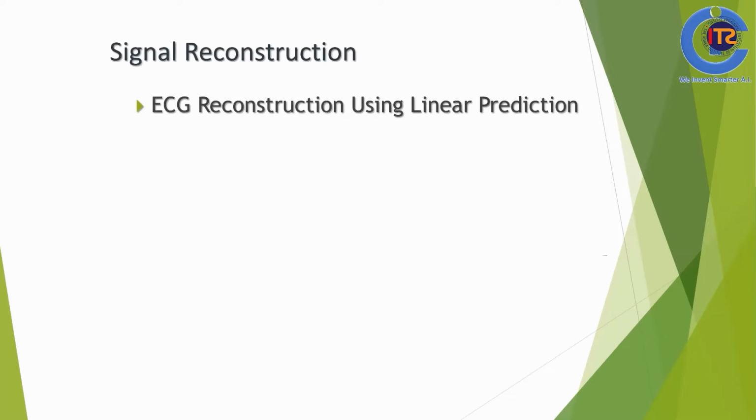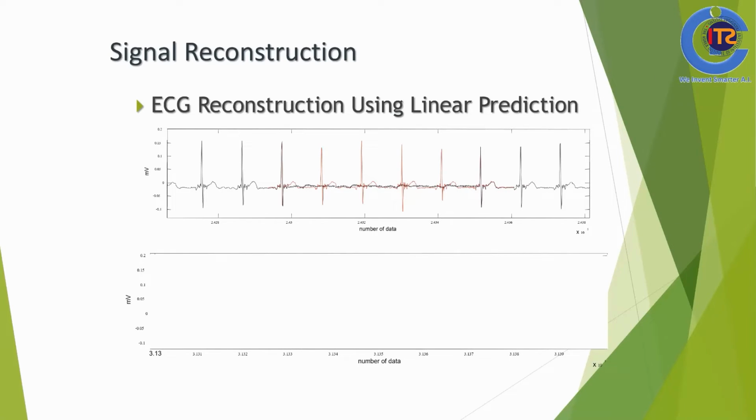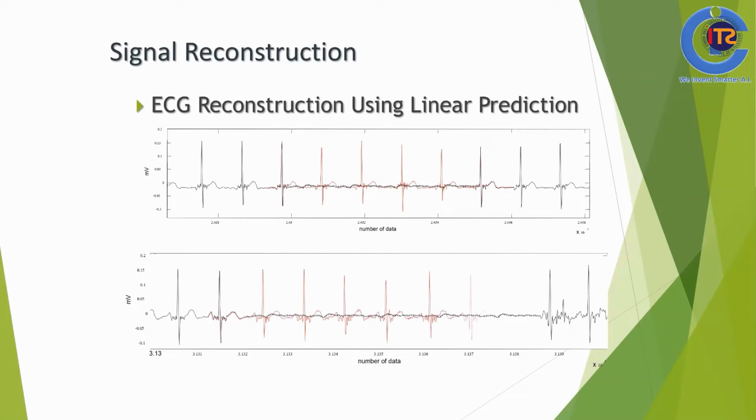So for the signal reconstruction, we have the algorithm that we use to reconstruct the ECG, or the heart activity signal, by using linear prediction, just like this. If we have the ECG signal and we miss that somehow, we can come up with the reconstruction. The red one is the reconstructed signal, and like this one as well. When we have another signal lost, this is the one that we can come up with the reconstruction.